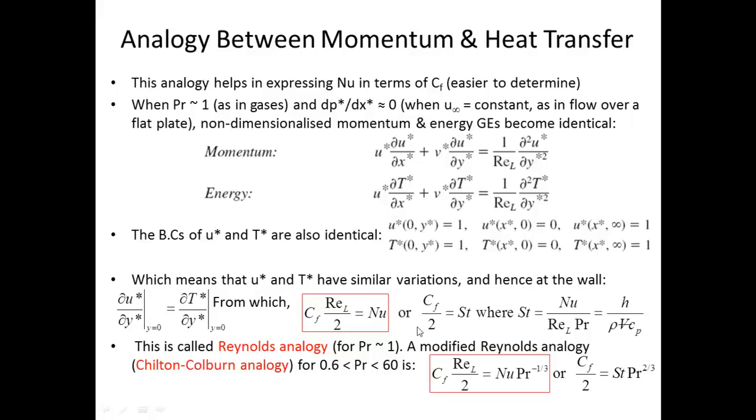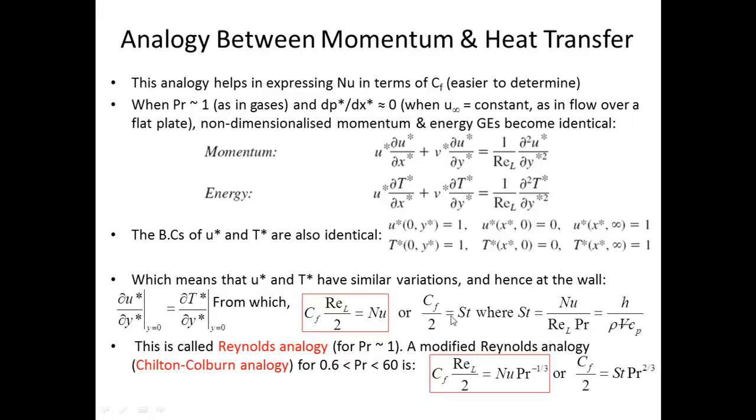An alternative form of this equation is Cf by 2 equals the Stanton number, which is denoted by St. Stanton number is a modified form of the Nusselt number. It is Nusselt by Reynolds into Prandtl, otherwise denoted as H by rho v Cp.